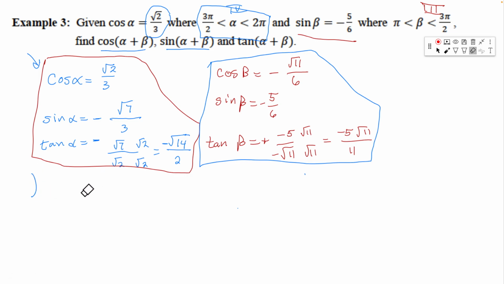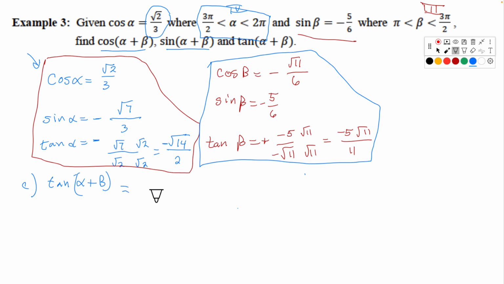We're just thankful they didn't ask. They could have also asked us for cosine of alpha minus beta, but they didn't do that. But we could do that, right? We could do any of the formulas, but we'll just do what they told us. So then tangent of alpha plus beta. Let's see if I remember this right.